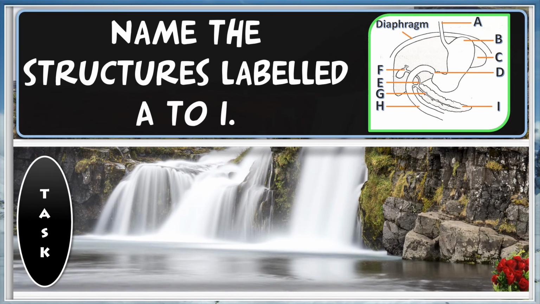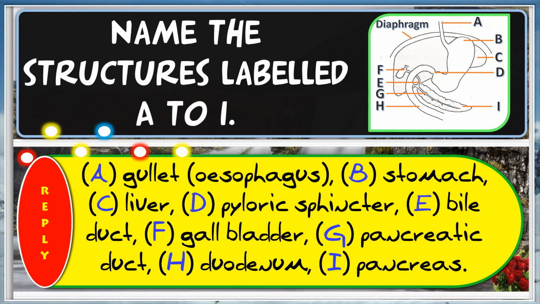Name the parts or the structures labeled A to I. A is the gullet or esophagus. B is the stomach. C is the liver. D is the pyloric sphincter. E is the bile duct. F is the gallbladder. G is the pancreatic duct. H, the duodenum. I, the pancreas.